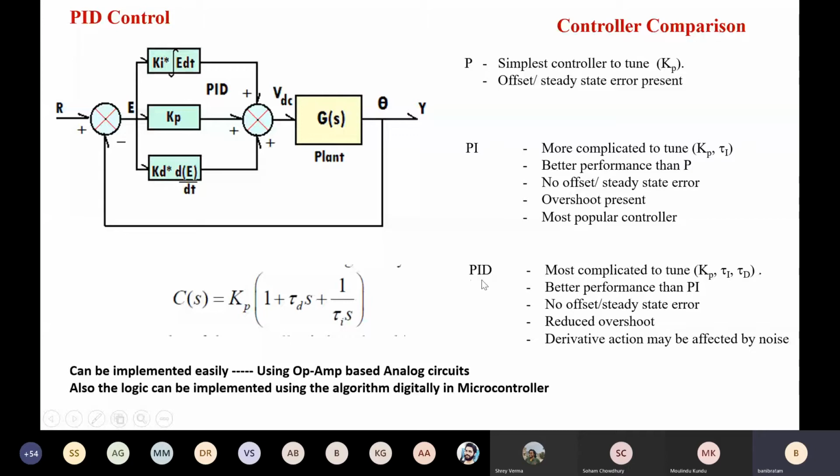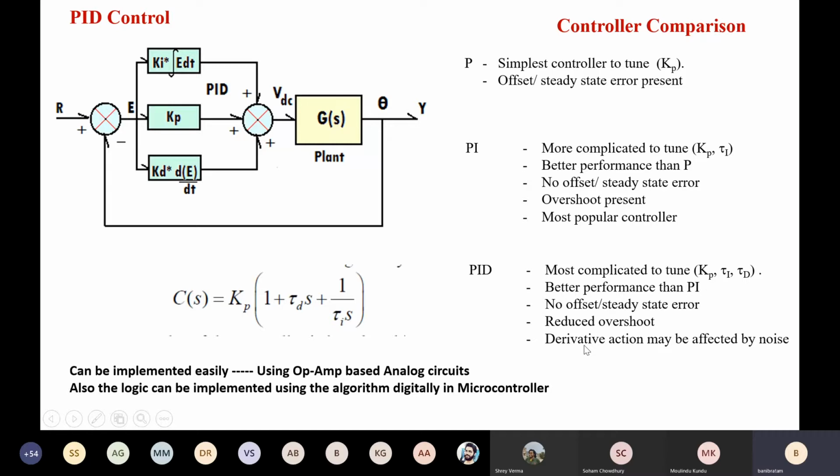Now another combination is PID, where the D is also introduced, and because of the D, your overshoot is decreasing and the oscillation is decreasing. But the PID is complex because here you have three parameters in the controller, KP, tau I, tau D, and its performance is better than PI. No steady state error, offset is reduced, but derivative action might be affected by noise. So that is one problem of this.